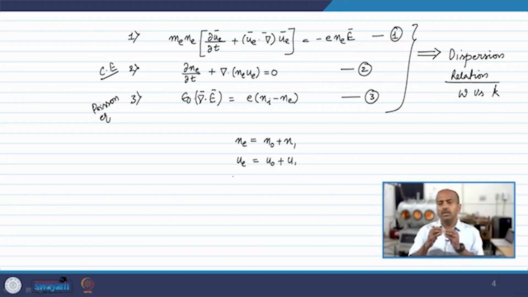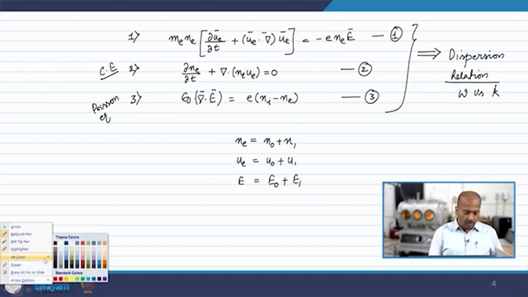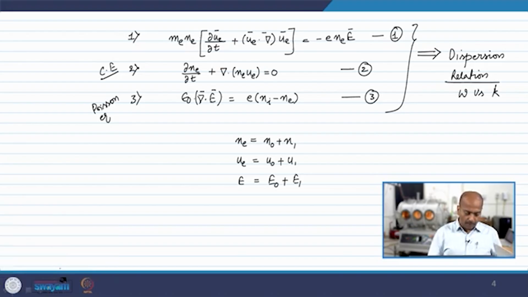So, there will be a small deviation away from the average values, away from the background values. This small deviation is actually going to speak about the wave motion. So, the essence of this wave motion is going to be captured by these small deviations. And the electric field, of course, is going to be influenced. We will say E naught to be the equilibrium electric field, and E1 to be the perturbed electric field, which is actually being set up after you displace electrons.